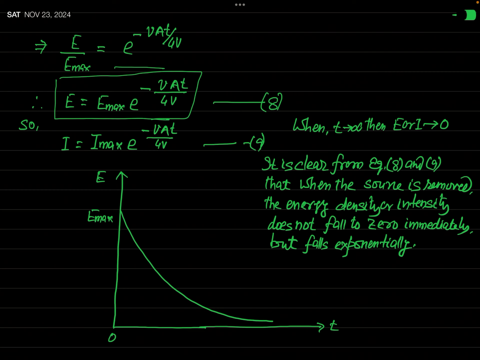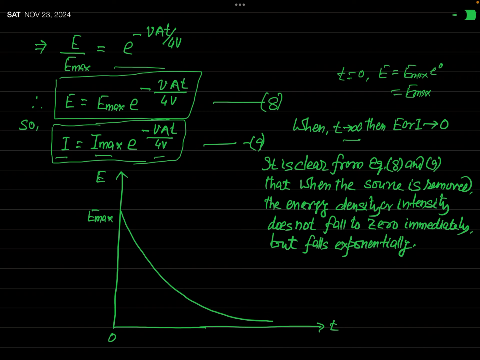Now again, we can write this equation in terms of intensity simply by multiplying both sides by v/4. So if I is the intensity of the sound wave at any moment t in the room, then I in this case is given as I max times exponential raised to the power minus VAt over 4V. Now it is obvious from this result, if you take t equal to 0, you can say what E will be. E will be equal to E max times e to the power 0, but e to the power 0 is 1, so at the initial moment energy density is maximum. Similarly, at the initial moment intensity is also maximum.